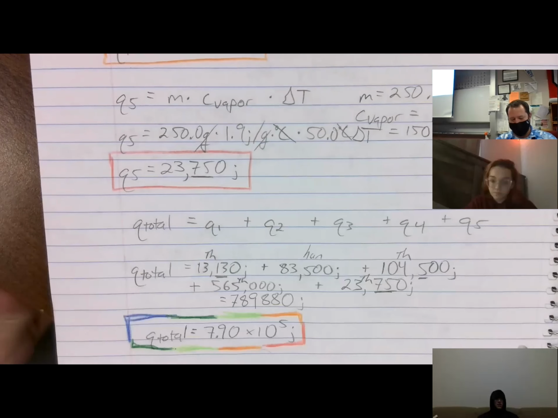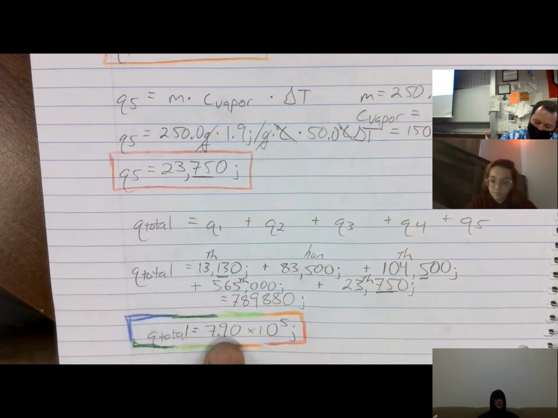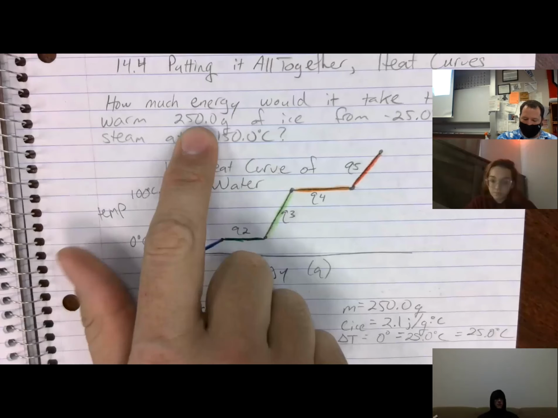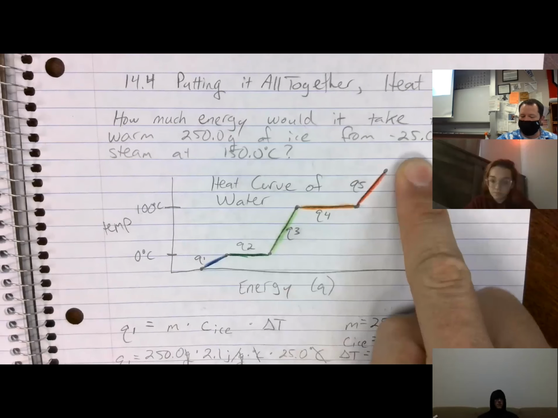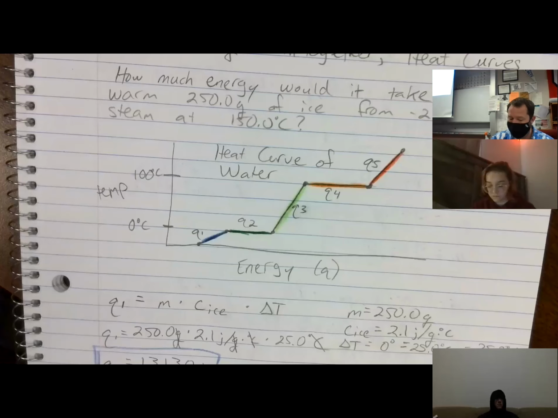Might as well have a little fun with the colors. There we go. So that's the total amount of energy required to bring 250 grams of ice up from negative 25 degrees Celsius, turn it into steam, and raise that temperature to 150 degrees. Questions? Which one? So my Q total?